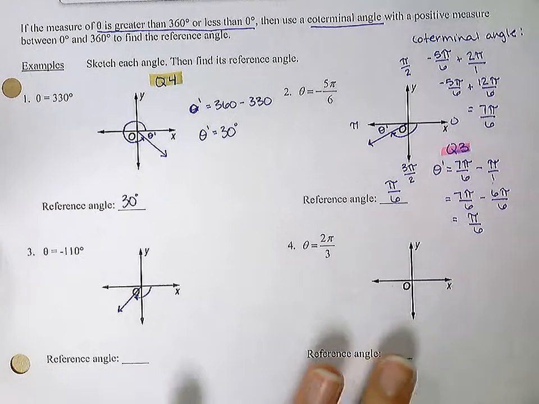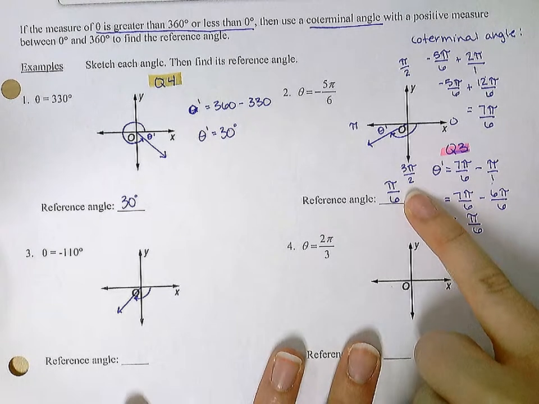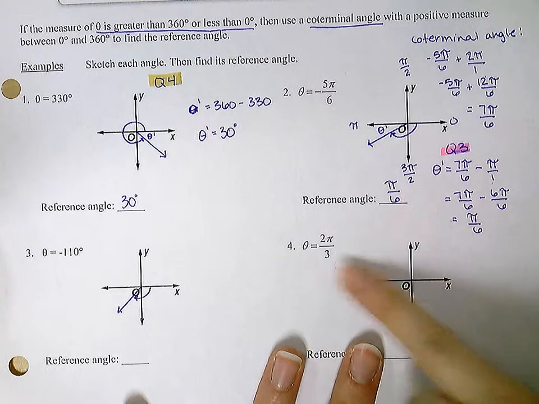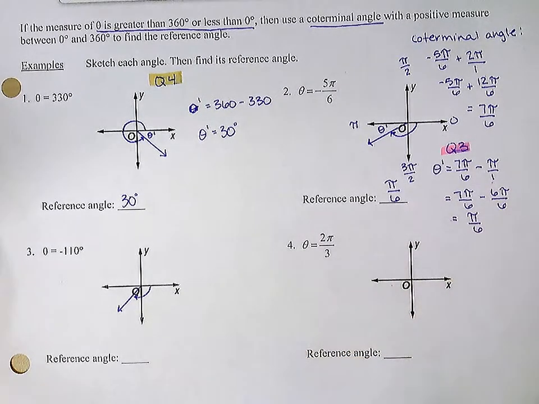What I would do in your calculator is see what decimal 3 pi over 2 is, and then see what decimal this is, and see if it's greater than that. Sometimes that's a little bit easier to look at. Well, 2 pi over 3 is less than pi. So it's in Q4.